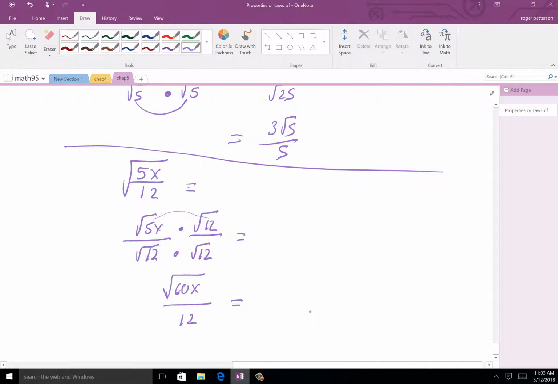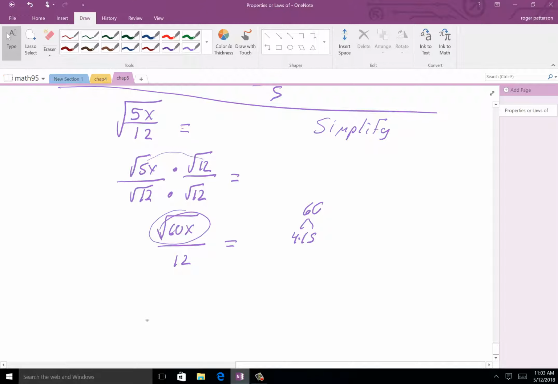Now you might think you're done, but most likely it's going to say simplify, rationalize. This 60 can probably be broken down. I wonder if there is a perfect square that goes into 60. We should check it out. Let's check 4. Does 4 go into 60 evenly? Yeah. How many times? 15. So that's our winner. 4 goes in there 15 times.